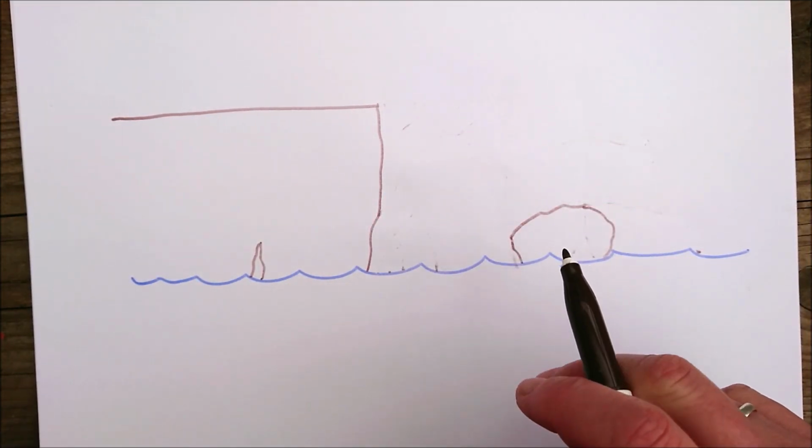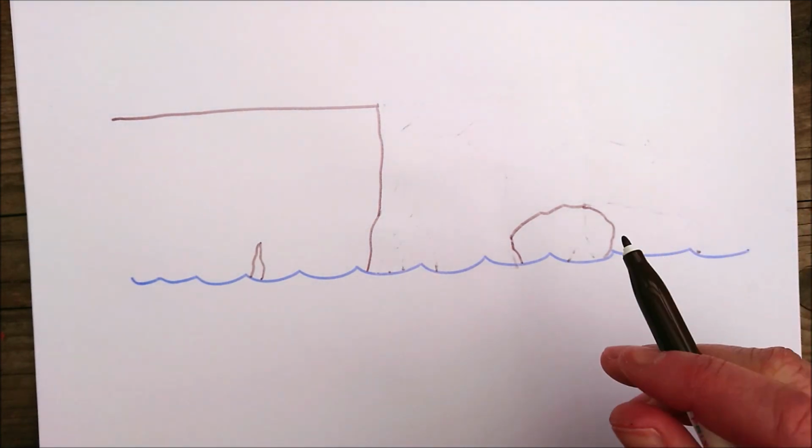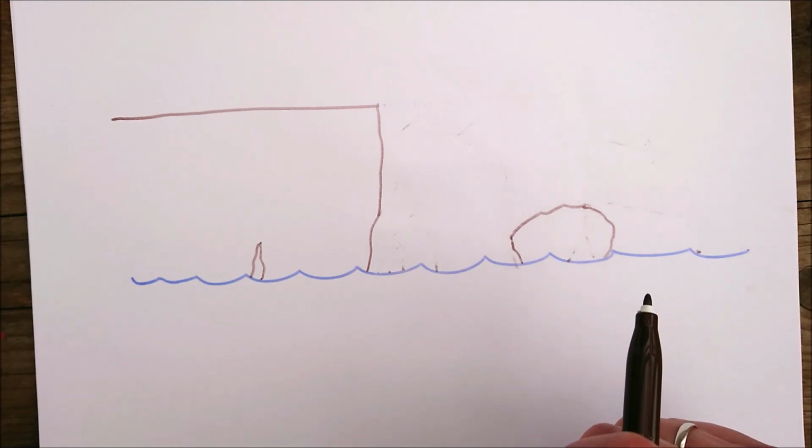There's some really cool examples of these around the UK coastline, especially if you go down to Dorset. Old Harry Rocks, some fantastic examples of these kinds of landforms down there.